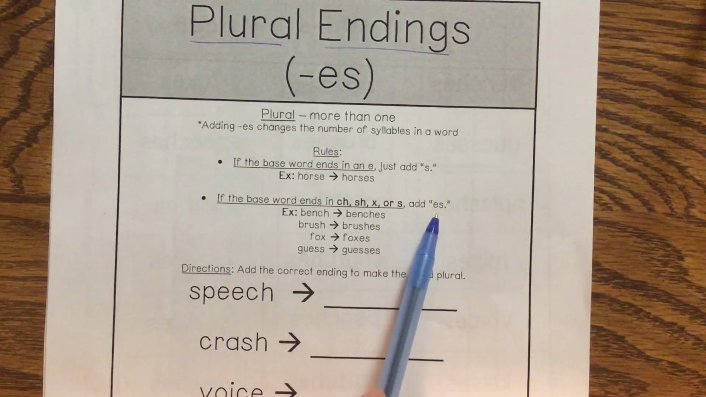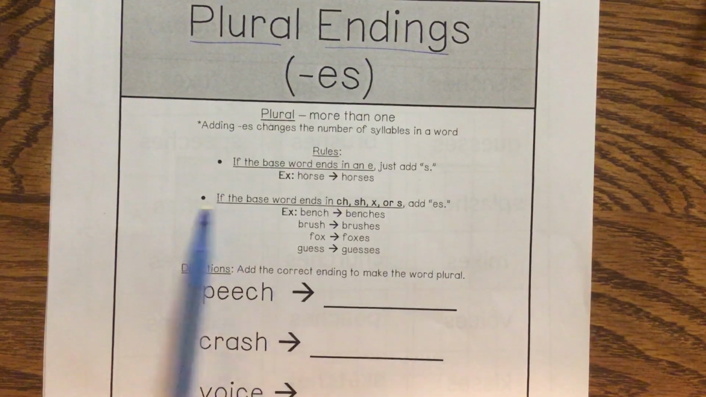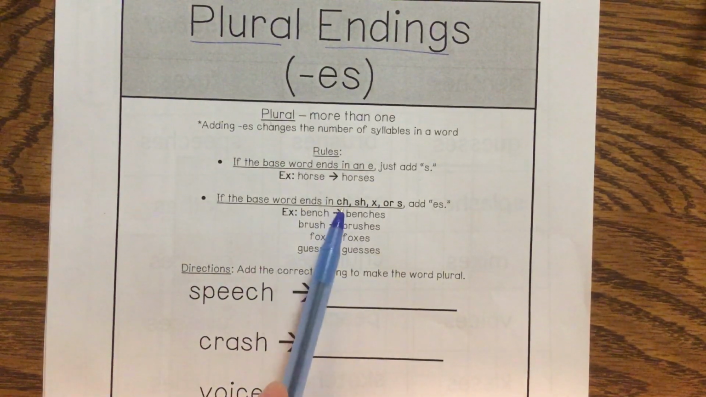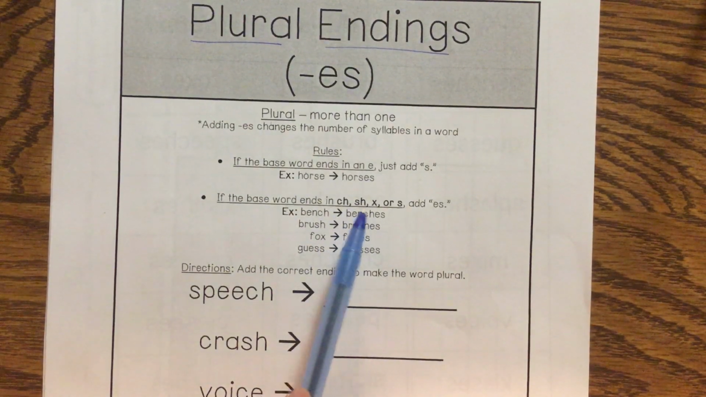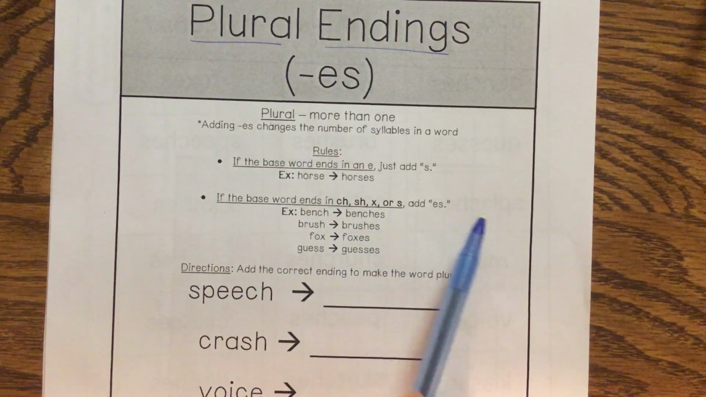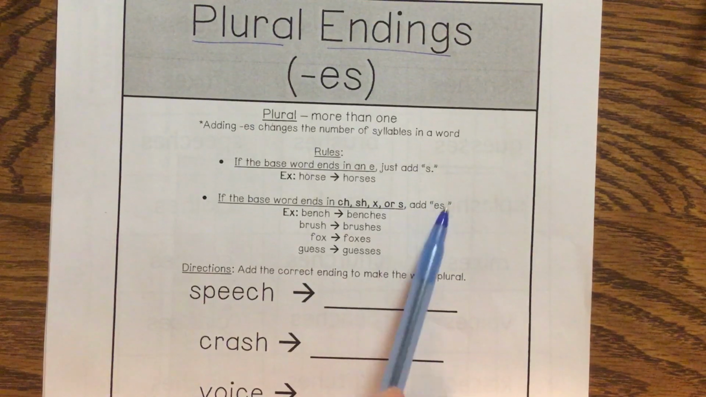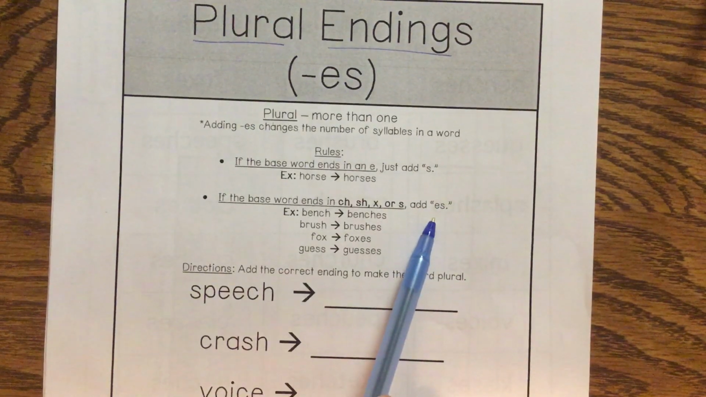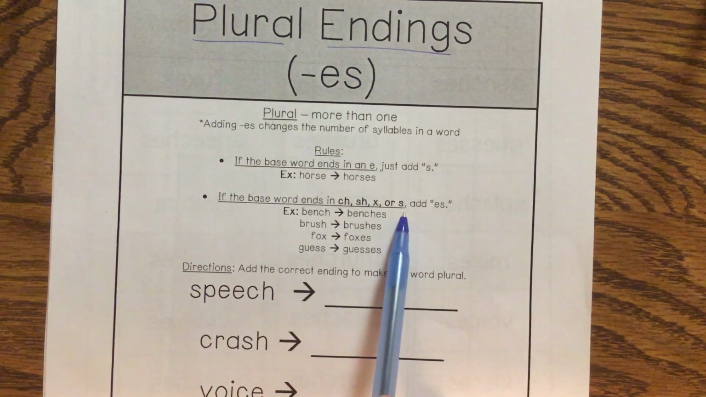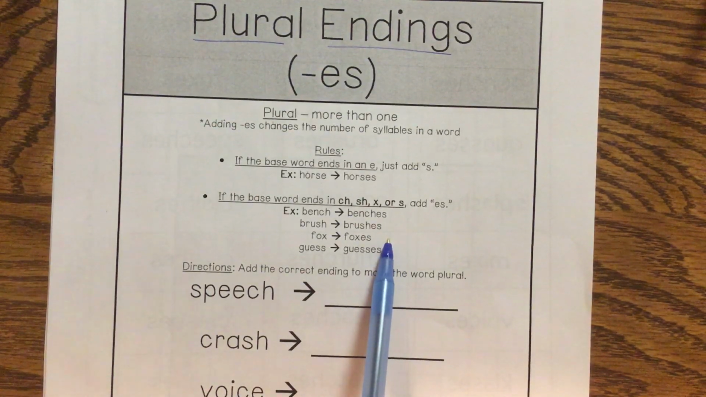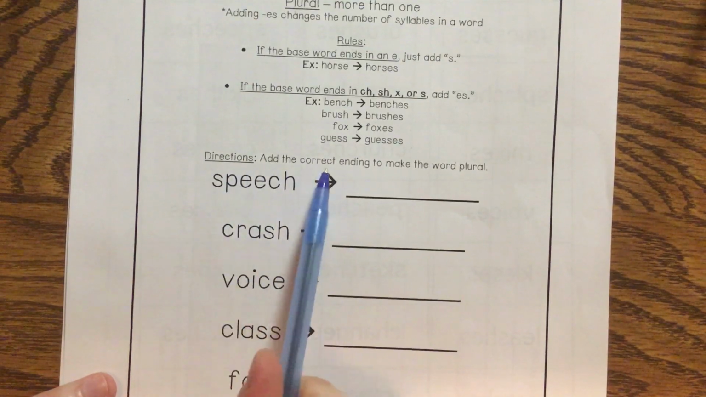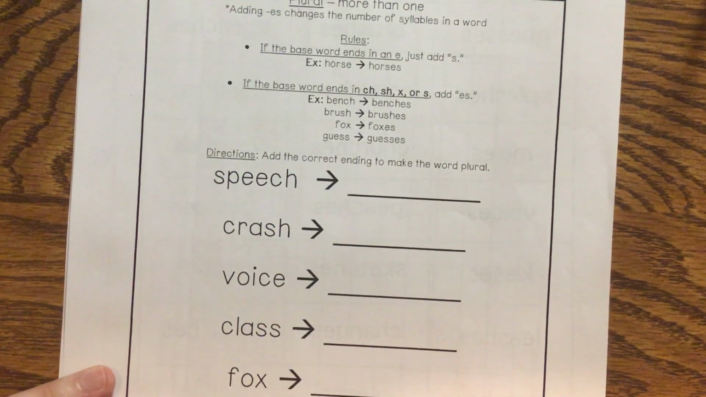So sometimes making it plural changes the syllables. Sometimes, though, we have to add es to the end of the word. That's if the base word ends in ch, sh, x, or s. In that case, it's not just add s. We have to add es to the base word. So here's our examples: benches, brushes, foxes, guesses. So let's try this with some words. The directions say, add the correct endings to make the word plural.